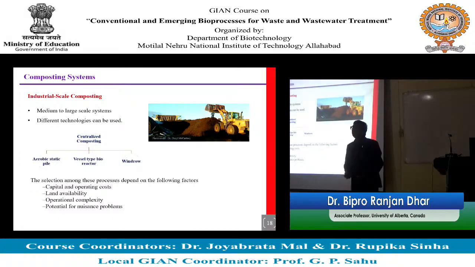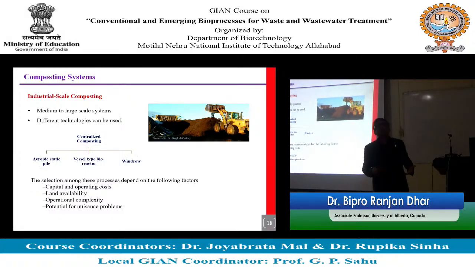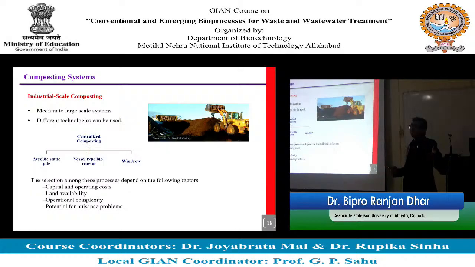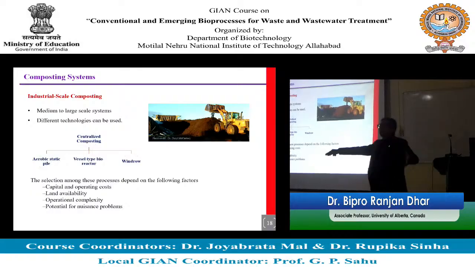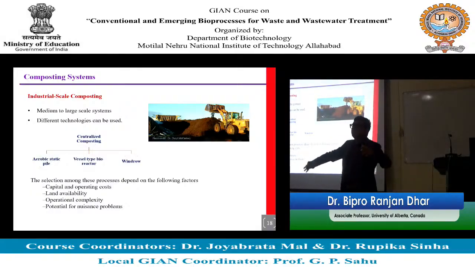So when you do it at industrial scale, there are different options and strategies that you can use. Most centralized facilities have three types of systems they can use. One is called the aerobic static pile. Another process is windrow composting. Basically, you can do it outside, and you pile the composting material into different windrows and leave it for some time.